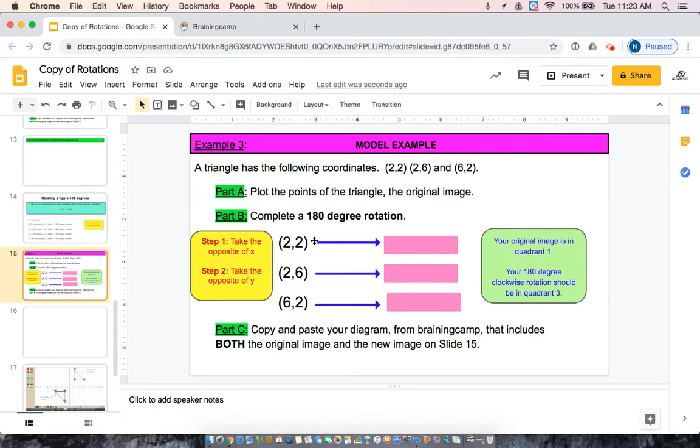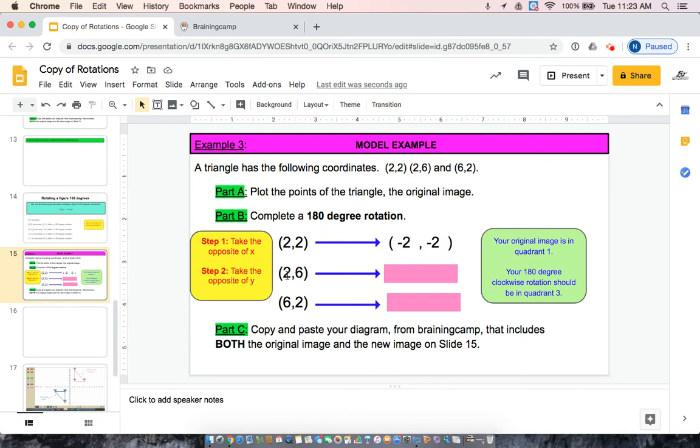I come back to Google Slides. Step 2, complete a 180-degree rotation. So I have to follow this rule. Take the opposite of x and take the opposite of y. So my first coordinate, or my original coordinate, is 2, 2. Got to take the opposite of both x and y. The opposite of +2 is -2, as is for the y coordinate. So my new coordinate is going to become -2, -2.